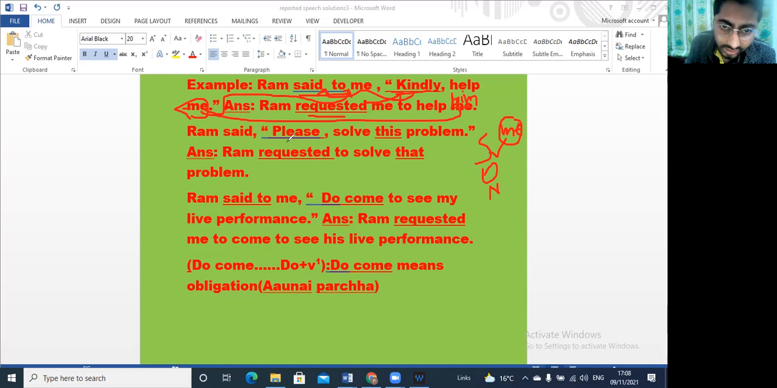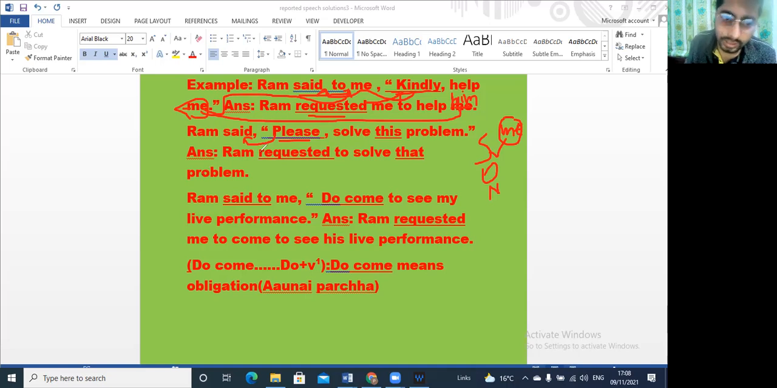Ram said, please solve this problem. Now, please is a pleading verb, a requesting word. So whenever we see please, kindly, or an emphatic verb, then please, kindly, or the emphatic verb is replaced by requested to plus verb one.